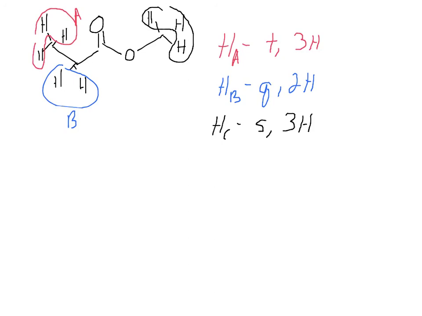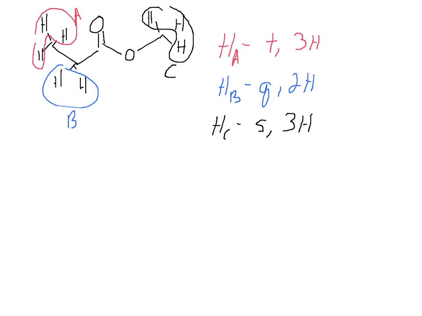Now, what's the final step? When we do these things, we always say the number of protons. We say the integration. We talk about the splitting. And what's the one thing we haven't talked about yet? Now the coupling constants, I'm not worried about that too much. The frequency, whether these things are de-shielded or shielded, right? We've got to analyze that. So which one of these protons, A, B, or C, is going to be the most de-shielded, and where would you expect it to be according to your table?